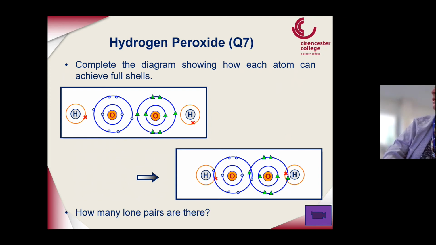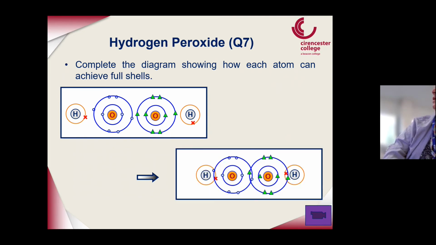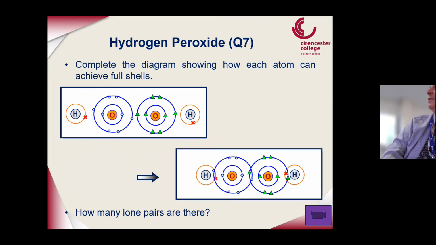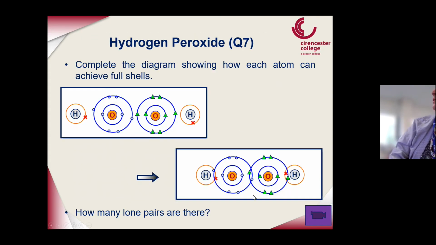H2O2. Then we have some lone pairs. How many lone pairs have we got? Well, we've got a lone pair here, a lone pair here, a lone pair here, a lone pair here. Those are pairs of electrons that are not bonding. So there are, in fact, 4 lone pairs: 1, 2, 3, 4.